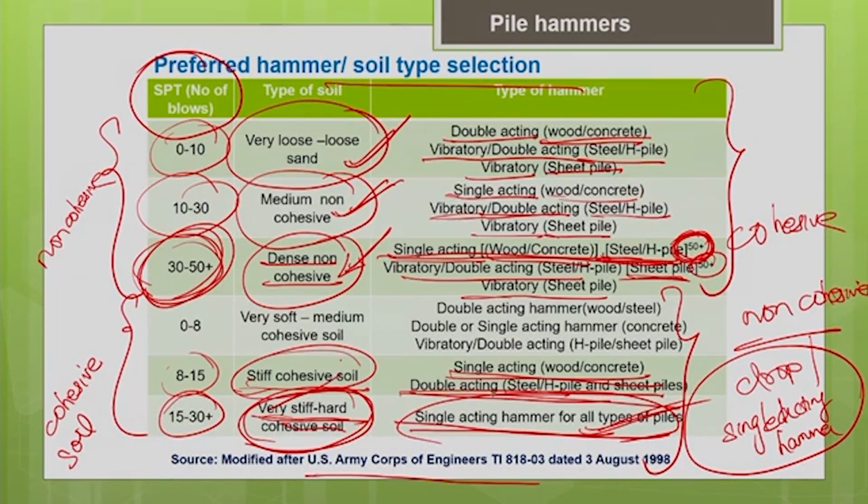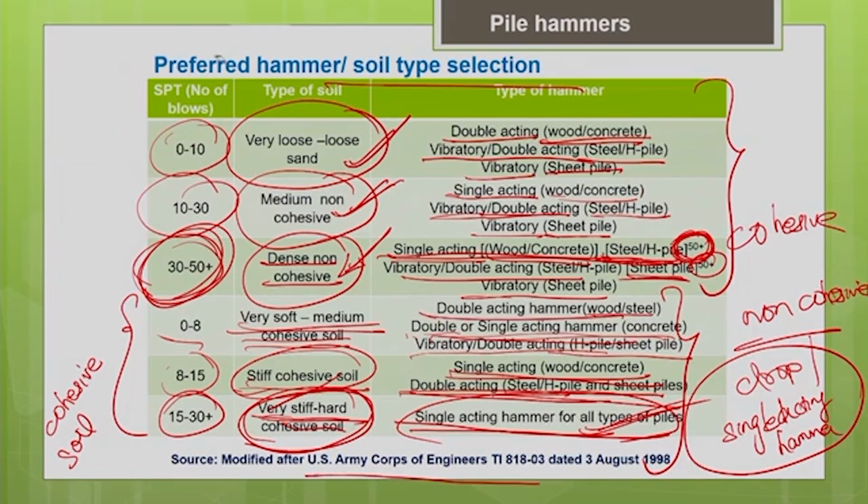Vibratory hammer can be recommended only for soft to medium cohesive soil where the blow range is 0 to 8. So, you can see vibratory hammer or double acting is recommended for sheet pile. Double or single acting hammer you can recommend for concrete. Here you can even recommend double acting hammer for concrete because the soil is very soft to medium. And for wood or steel you can go for double acting hammer.